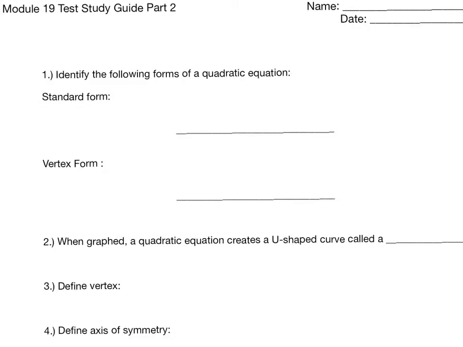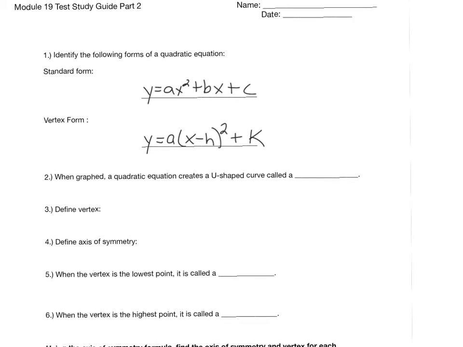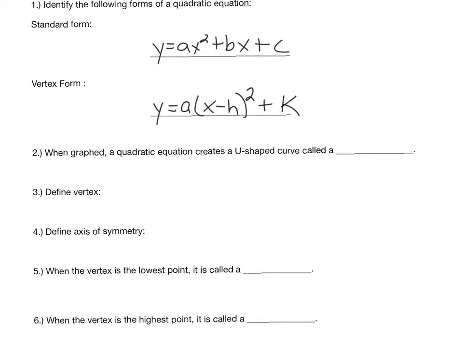So the standard form of a quadratic equation is y equals ax squared plus bx plus c, whereas the vertex form of a quadratic equation is y equals a times (x minus h) squared plus k, where h and k are your vertex. Now, when graphed, a quadratic equation creates a U-shaped curve that is called a parabola. So make sure you know what that U-shaped curve is called.